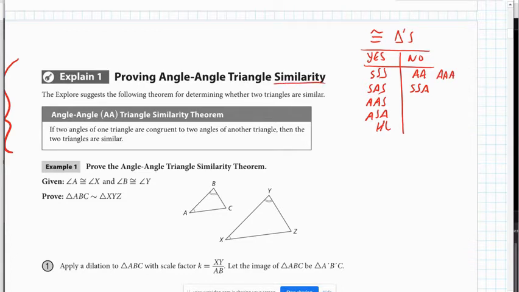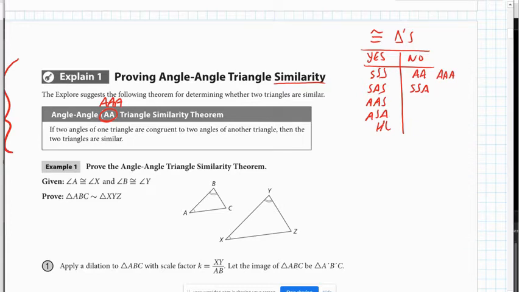And so this says that if we have 2 angles the same, which by the way is the same as having all 3 angles the same, so you could say AA or AAA, because if you have 2 angles the same, then you would technically have all 3 angles the same because they all have to add up to 180. So for example, if you had a 40 degree angle and a 60 degree angle, then the other angle would have to be 80 in order to add up to 180. And so that would be true in the other triangle as well.